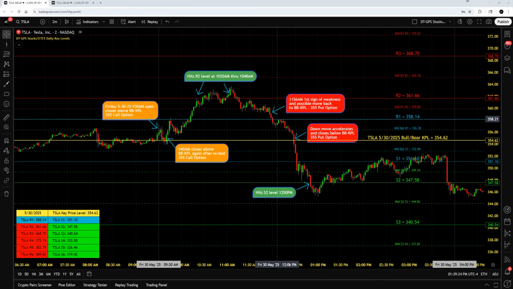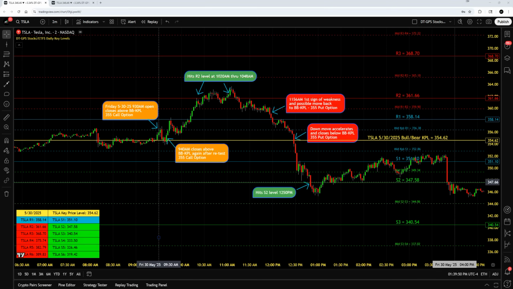The Stocks ETFs Daily Key Levels indicator gives you the levels for today's session at approximately 9 a.m. in the morning, 30 minutes before the New York RTH open. So we have the 9:30 open right here on this line.